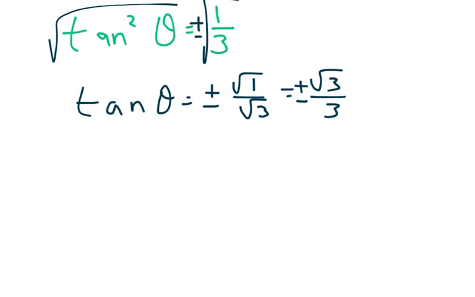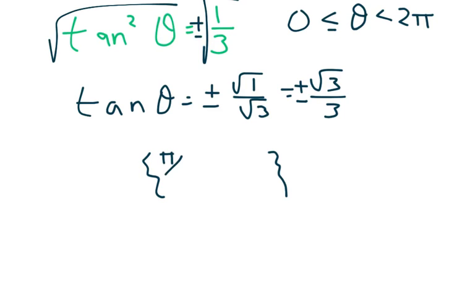And let's just restrict the domain between 0 and 2 pi, and our solution set would be pi over 6, 5 pi over 6, 7 pi over 6, and 11 pi over 6.